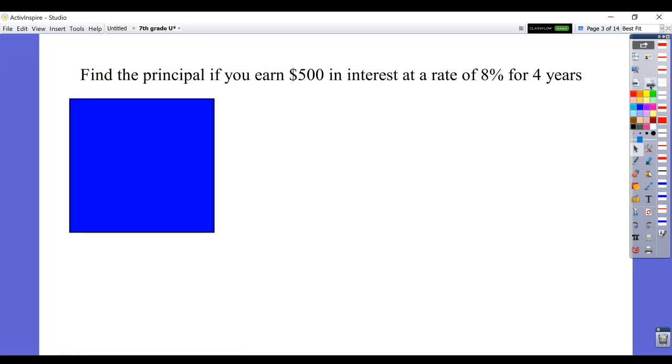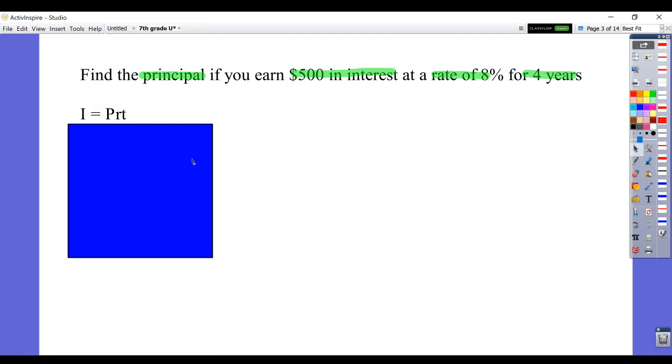Then they want us to basically use that same formula, but find the principal. So they're saying, what would be the principal amount? In other words, how much money did you put into the account if you earned $500 in interest at a rate of 8% over a 4-year period? So again, you're going to write down your equation.